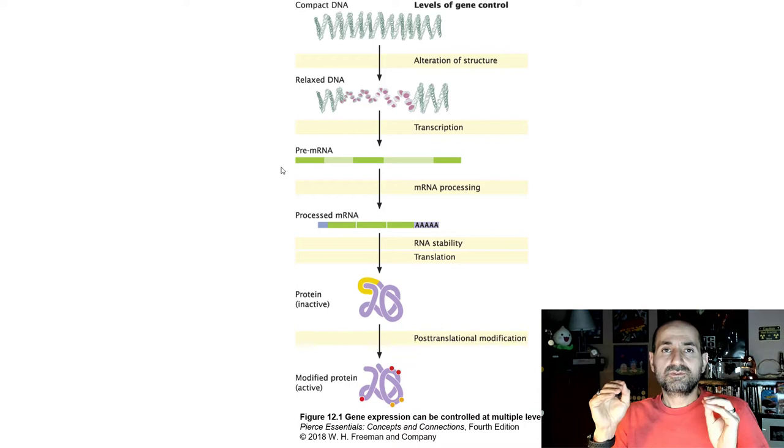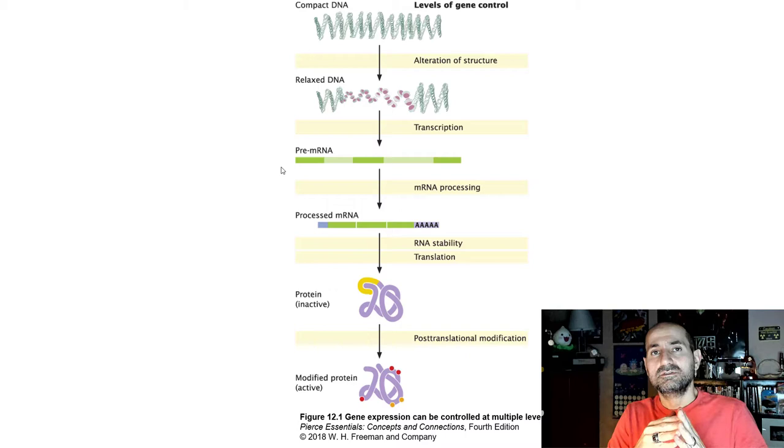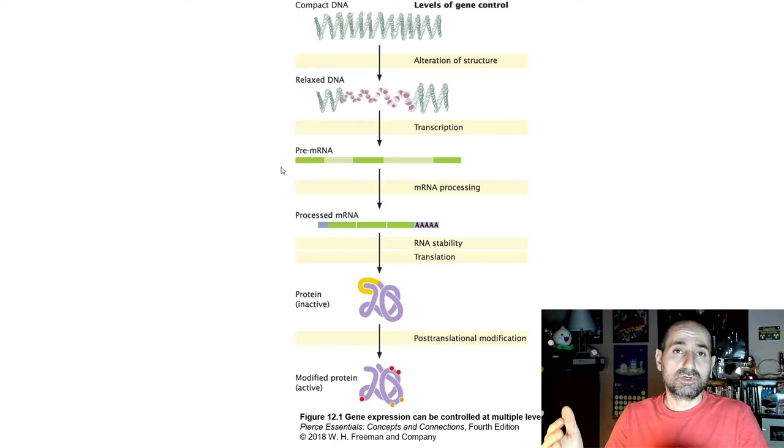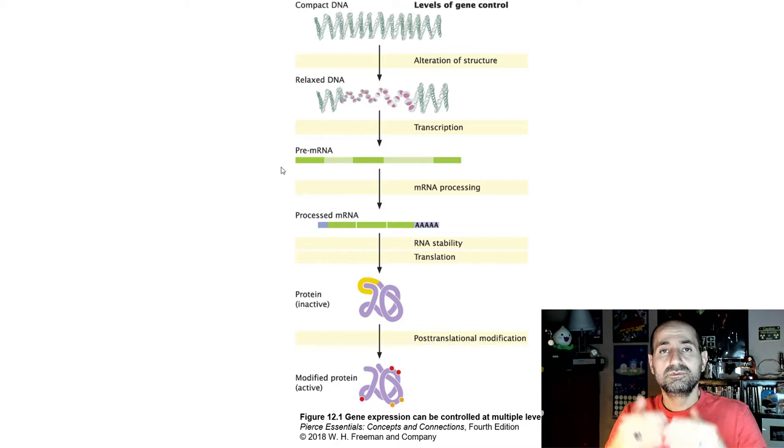Now, like I said before, you have to regulate gene expression, right? You've got to tell the cell, or the cell tells the genome, what genes are going to be expressed, and when, right? And there are multiple different levels of regulation that can take place.